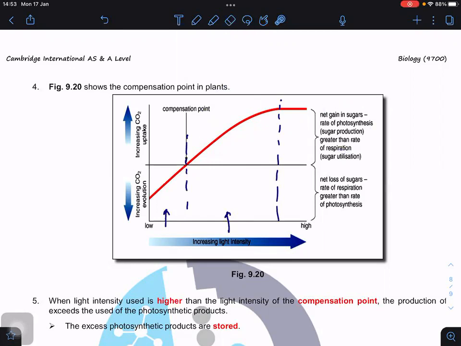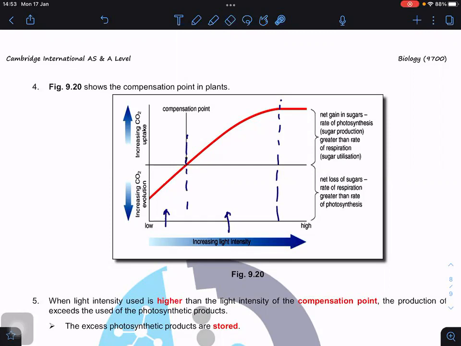Can you see that? So the farmer, the plantation company, or the researcher needs to know where the compensation point is. If the light intensity supplied to the plant is lower than the compensation point, then they're going to make a loss. Can you see that? So it must be higher than the compensation point.